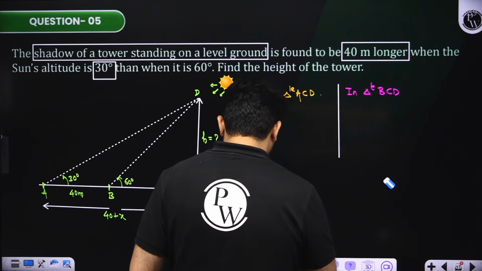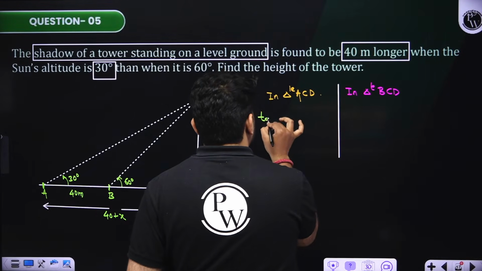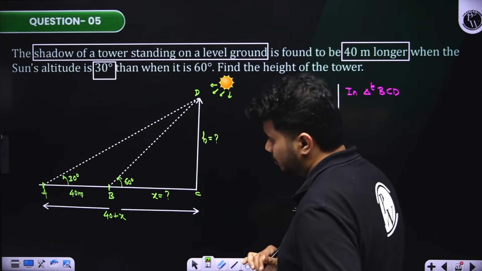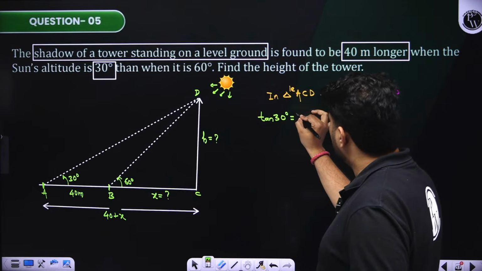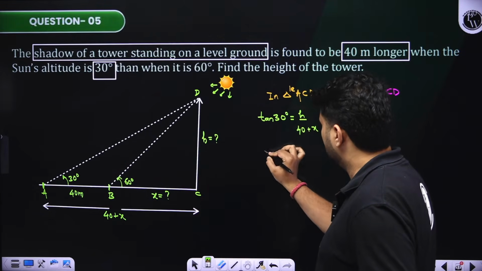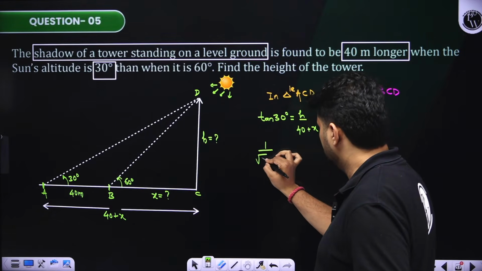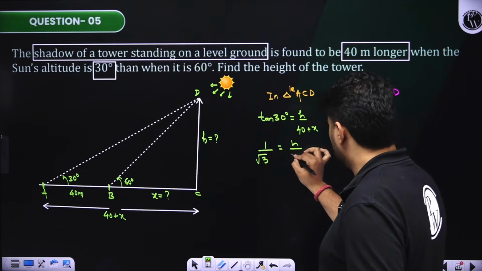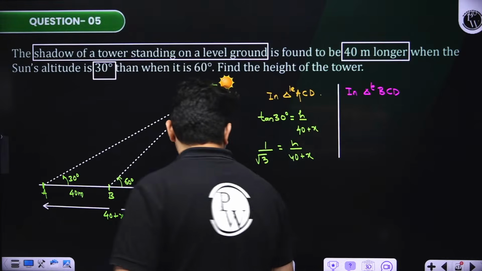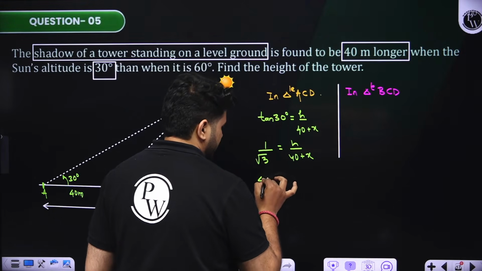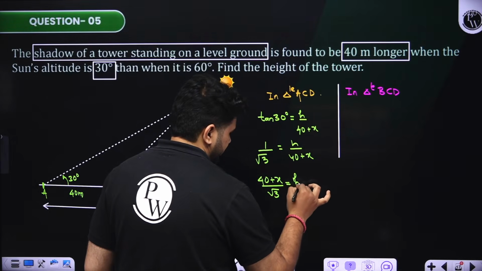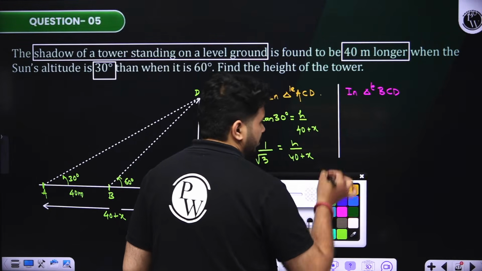Clear? So here we have tan 30 degrees. Tan 30 degrees is nothing but what? h divided by 40 plus x. So this is nothing but 1 by root 3 is equal to h divided by 40 plus x. Now it is coming correct. Okay, so we'll cross multiply from here. So 40 plus x divided by root 3 is equal to h. Correct, students?